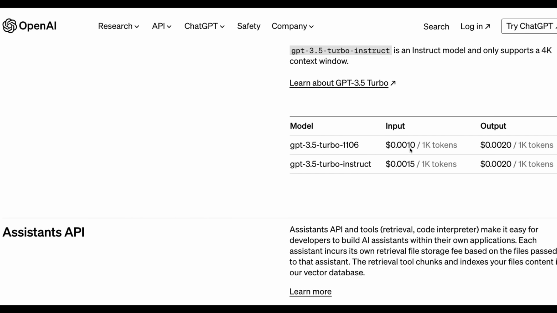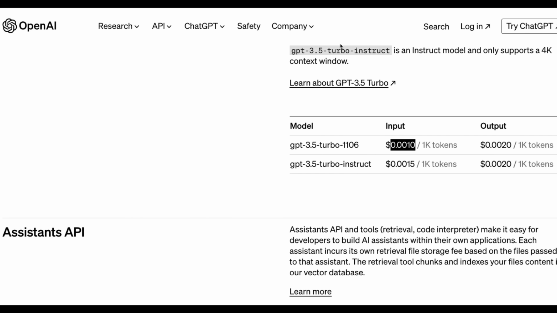0.0010 into 1000. It's like $1. It's not 1 cent. It's like $1 here for the input and $2 for the output. So this is for 1 million tokens. This is what OpenAI is doing. Now we're going to see a huge crash in price starting now.